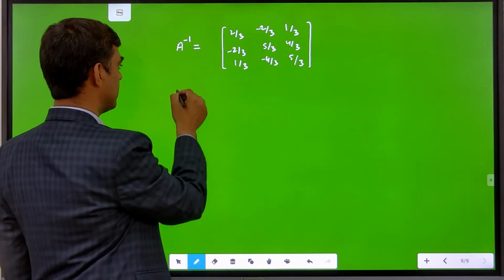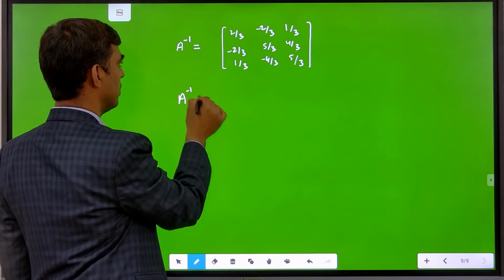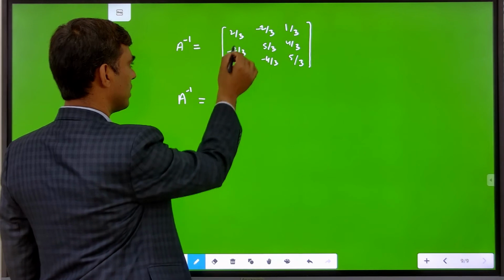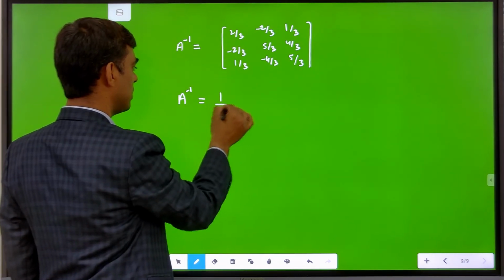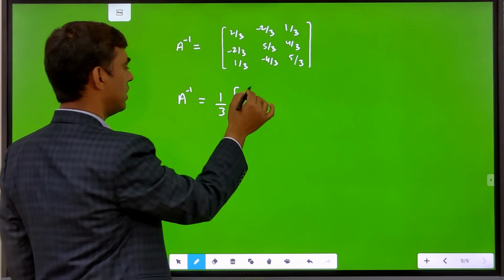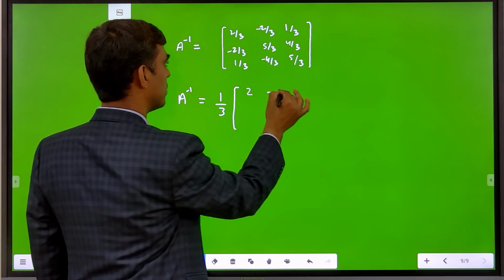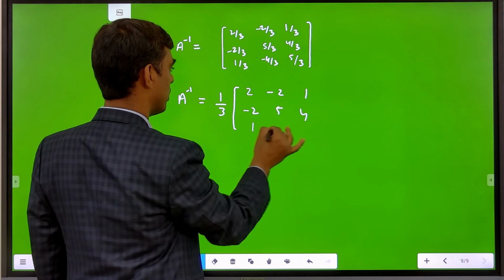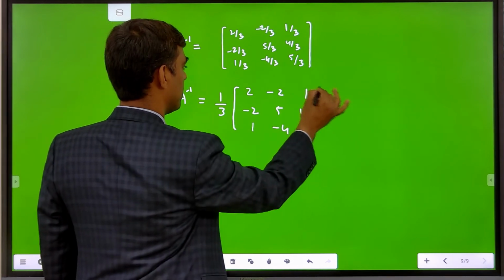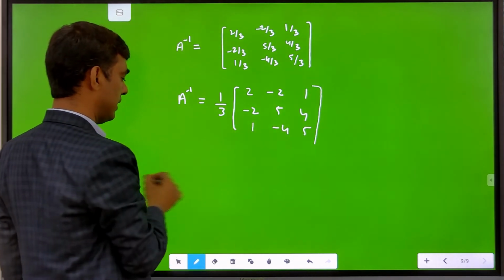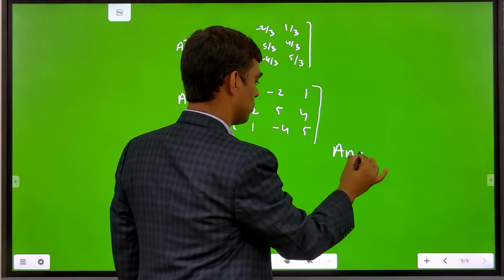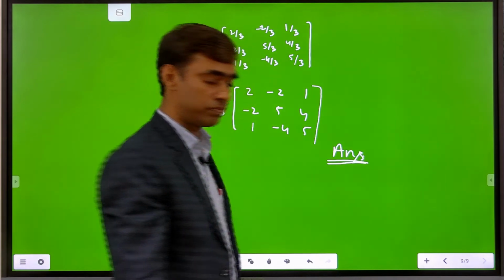So, you may also write this as A inverse equals 1/3 times the matrix, taking 1/3 as a common factor outside. So, this becomes 2, minus 2, 1, minus 2, 5, 4, 1, minus 4, 5. This one is the inverse of the matrix A. This one is the answer.